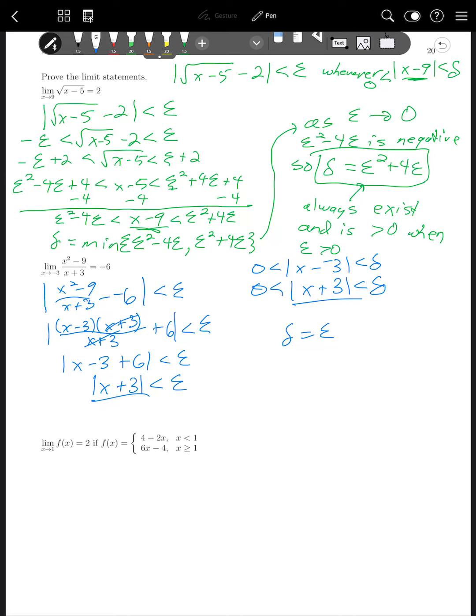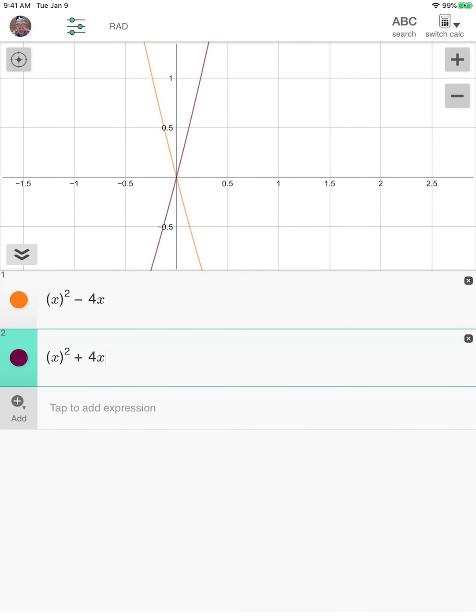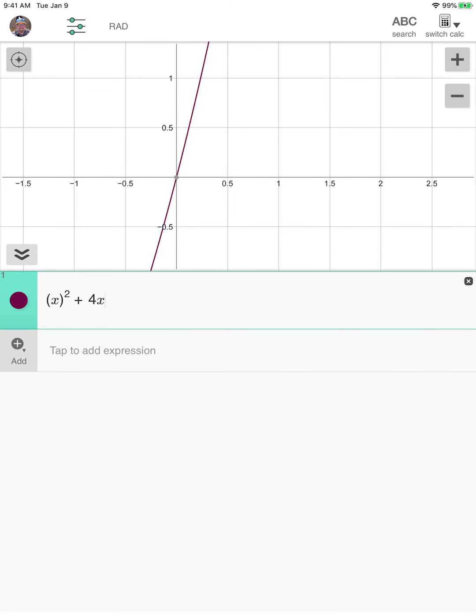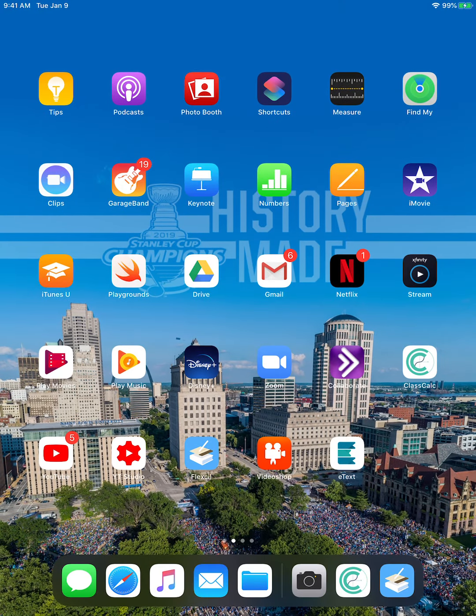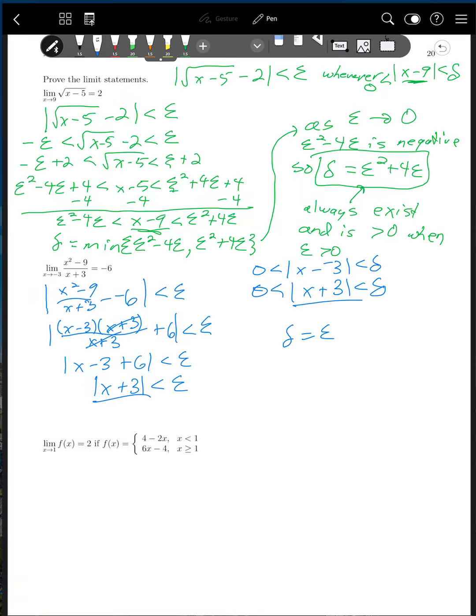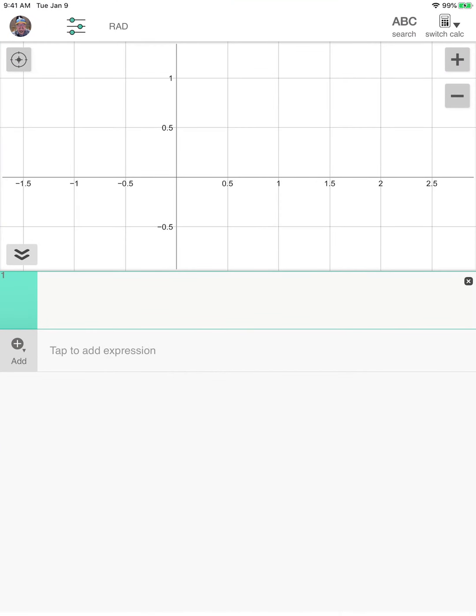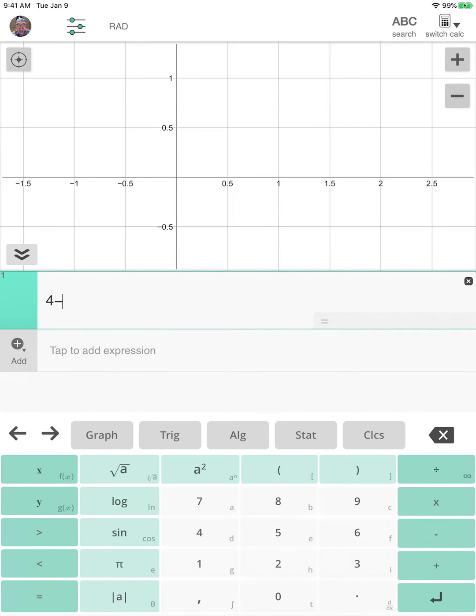Okay, and then the last one is a piecewise function. So if you have a piecewise function like this one, first of all, let me show you what this would look like when you graph it. And we can do that with the calculator. So I'm going to graph each piece. The first piece is 4 minus 2x. And then I want to set its domain.